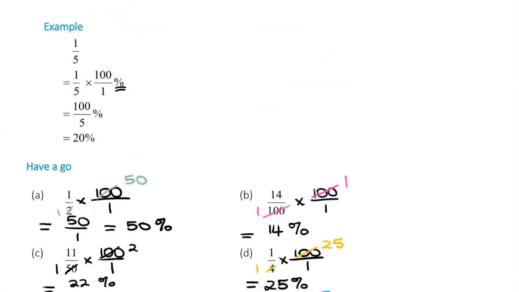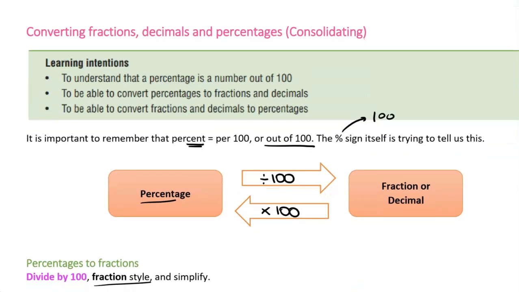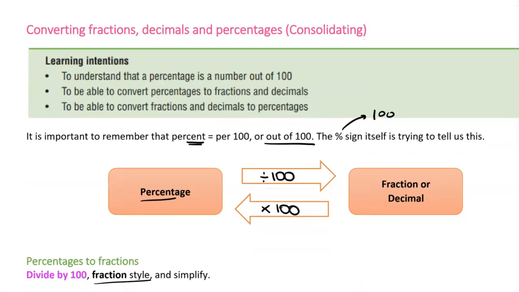Let's check if we have covered the things that we wanted to learn at the start of today's lesson. We now should understand the percentage is a number out of 100. We know percent means per 100. To convert from percentages to decimals and fractions, we know that we need to divide by 100. And to be able to convert fractions and decimals to percentages, we know we multiply by 100. Remember, when we're dividing or multiplying by 100, we're thinking, are we doing this fraction style or are we doing this decimal style? Now's the opportunity to practice this. Let me know if you have any questions.